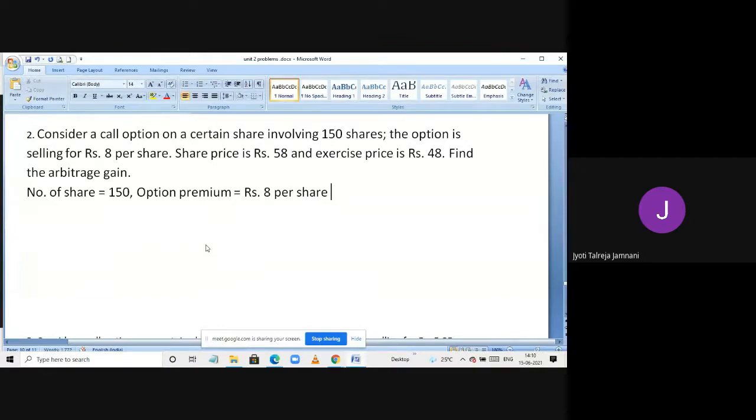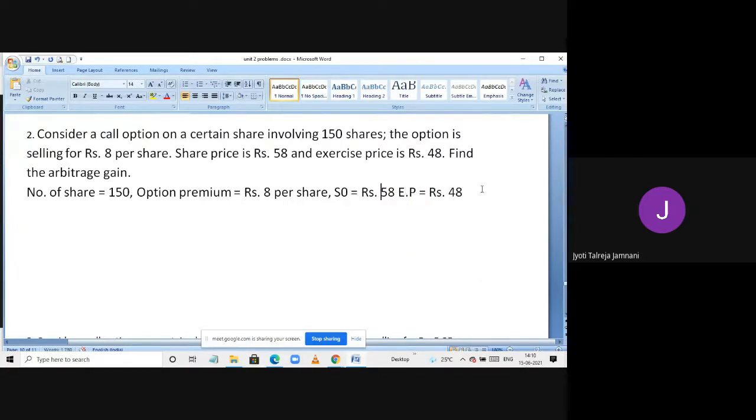Then share price is rupees 58. So what is this share price? S naught. This is the market price of the share, rupees 58. Okay, then exercise price. So this is your EP. Exercise price is rupees 48. Okay. Find the arbitrage gain. So we have to find the arbitrage gain by solving this particular problem.